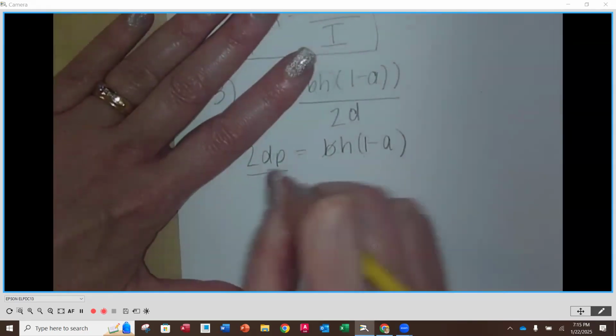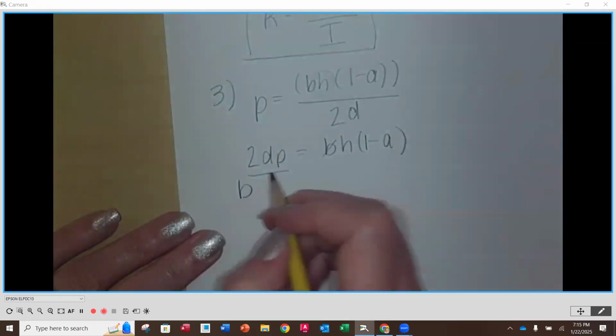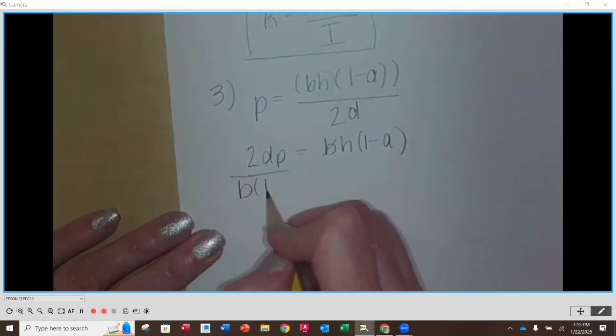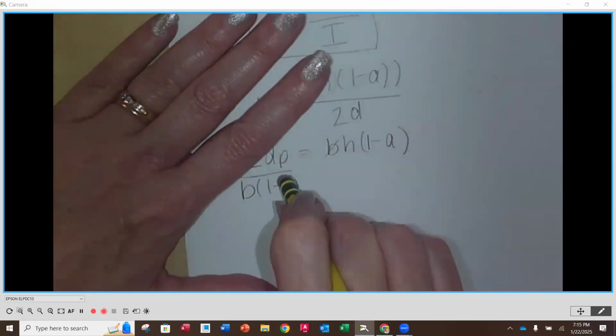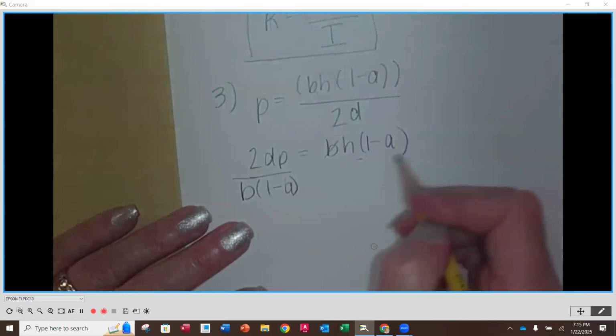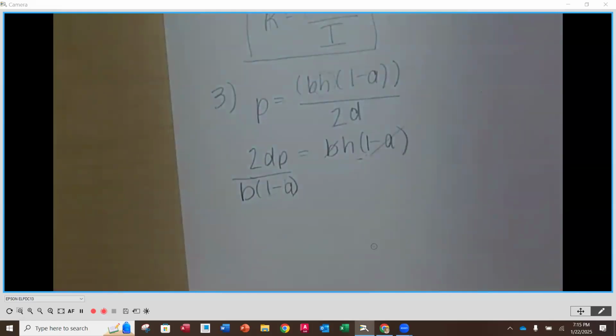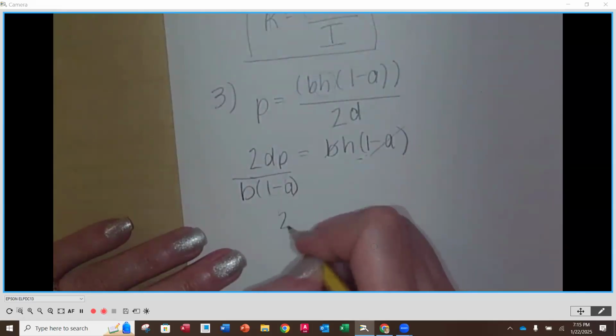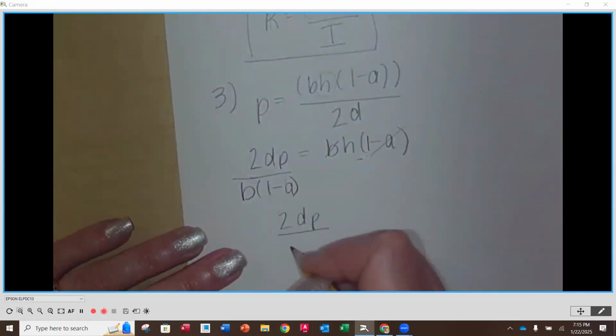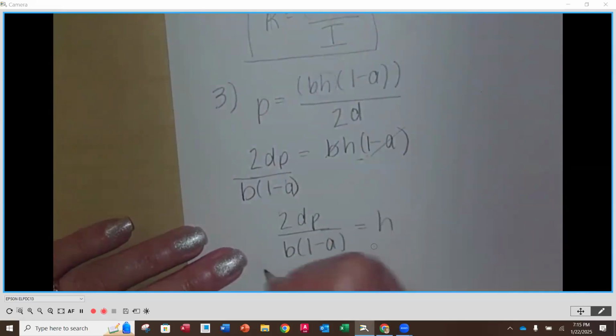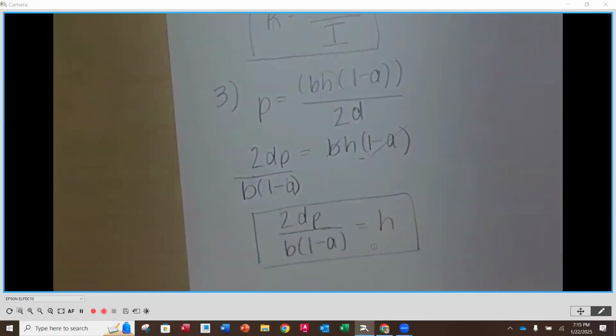So this is why I have a pencil. I'm going to take B, scooch it over a little bit, and this is going to be 1 minus A. Okay. Don't leave it in this form. I do this as my intermediate step. So then I'm going to have 2DP divided by B times 1 minus A is equal to H. And that should be your answer.